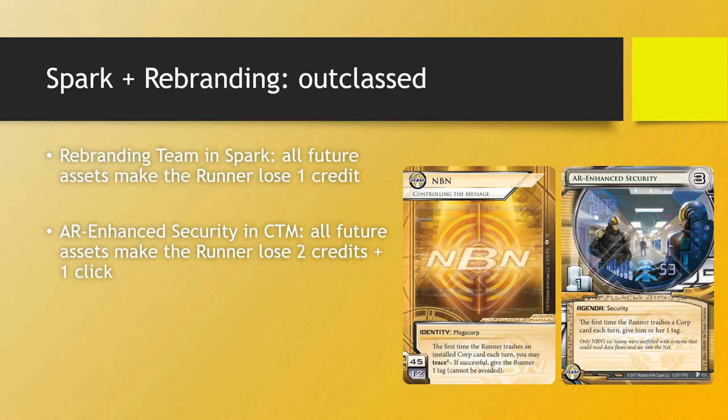So because of this, if you're looking to play a credit denial deck, CTM and AR-Enhanced Security is way better than Spark and Rebranding Team. It might have been good back in the time where NBN had other tools aside from tag punishment, but now that NBN basically revolves all around tag and tag punishment, CTM really is the go-to deck, and this is why you no longer see any Spark decks and Rebranding Teams flying around. As if you saw them anytime before that, well, now you certainly won't, because CTM and AR-Enhanced Security is just flat out better.